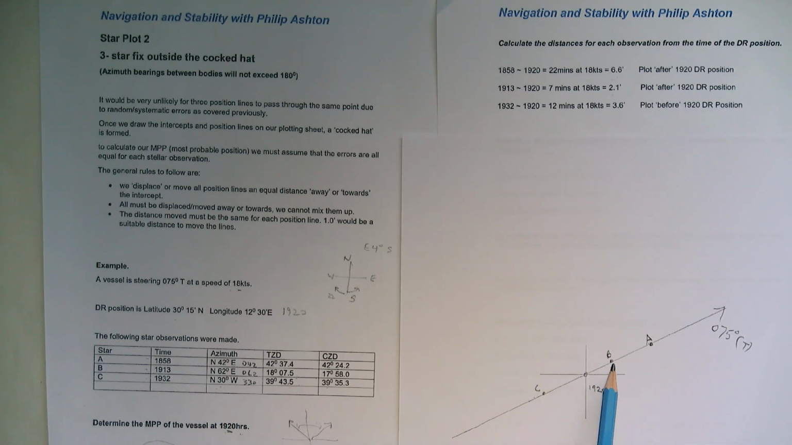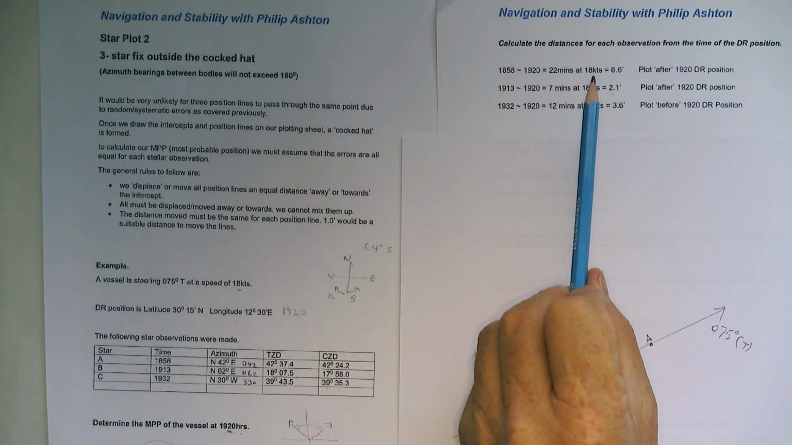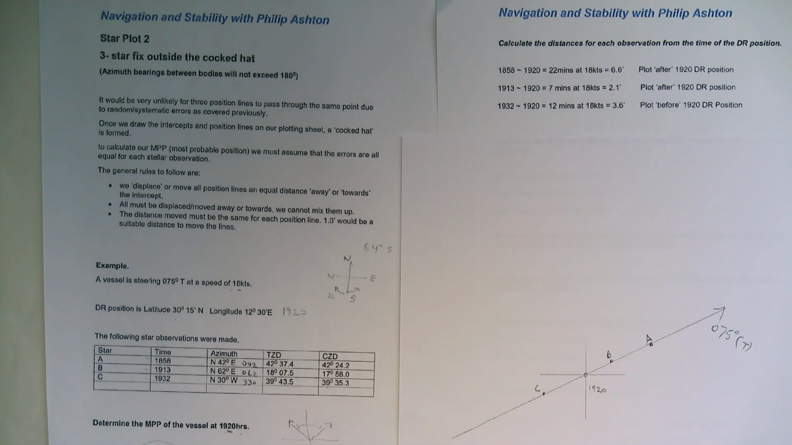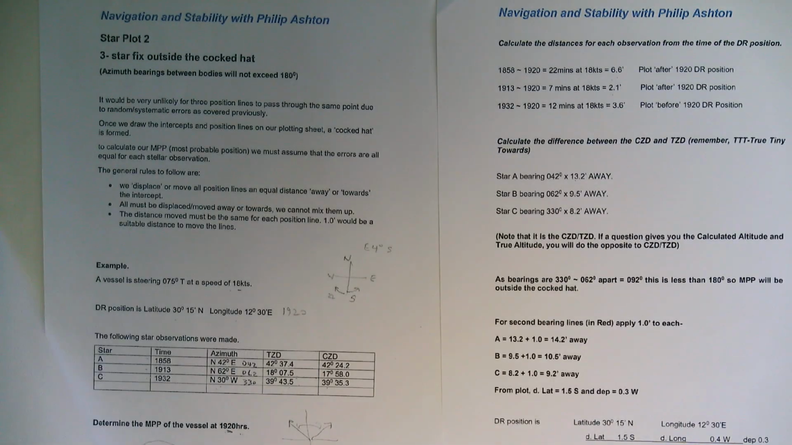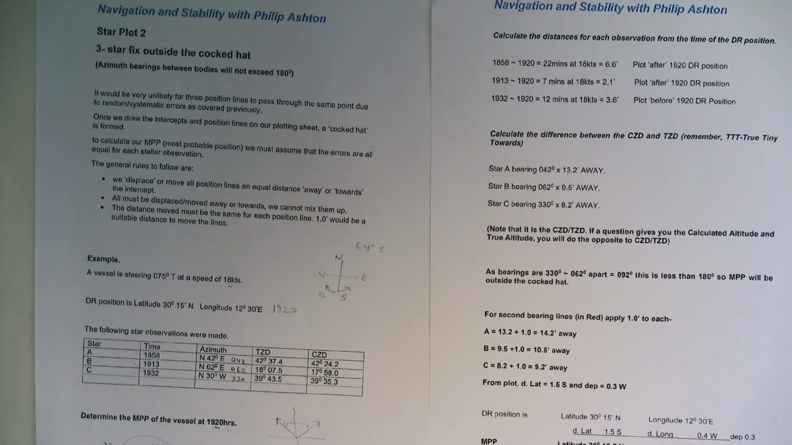B is the same after, and if we take the sight after the DR, we plot before. So before is after, after before. And the distances, well, we just work out the time and the speed and get the distance that we would plot before and after. And then you'll notice these are quadrantal, where we'll just convert those to 042, 062 and 330. So now we have our 3 that we can plot.